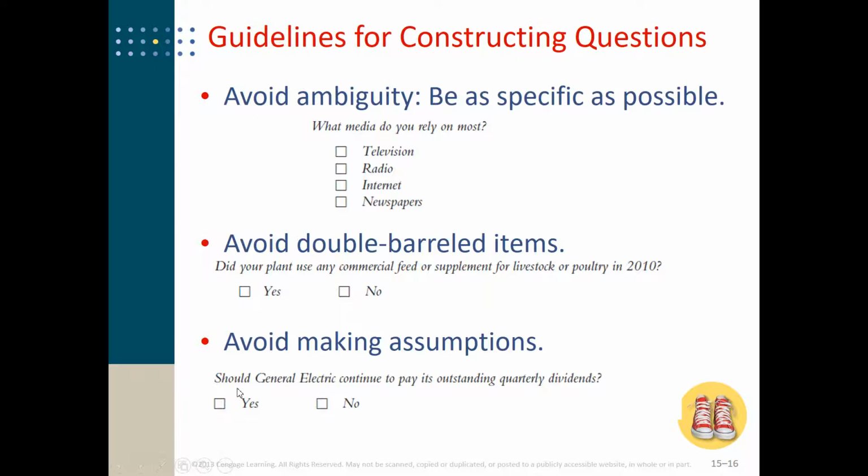Avoid making assumptions. This is another rule, that we should avoid making an assumption when we write down a question. We should not think of something beforehand. For example, if you write a question, what brand of computer do you use, you are assuming that your respondent uses a computer. Don't assume that. First you ask, do you use a computer? Then you ask, what brand do you use?